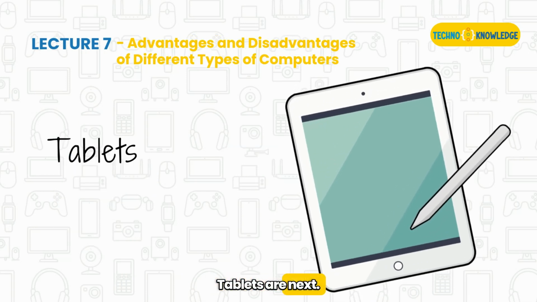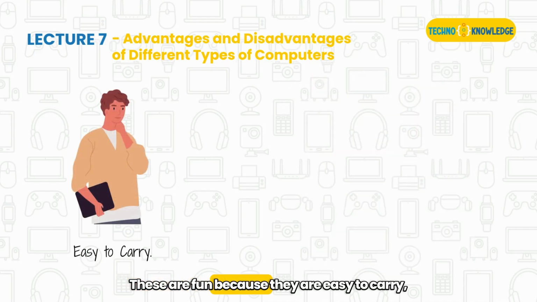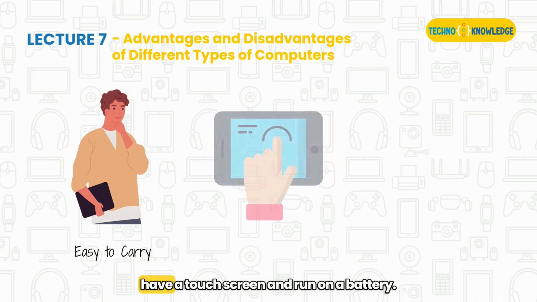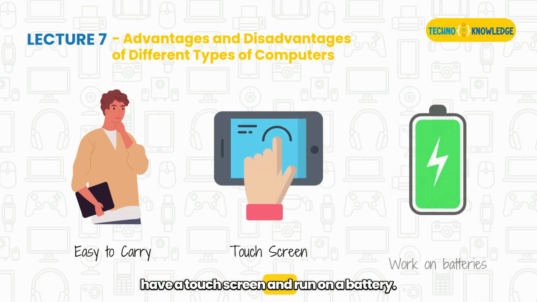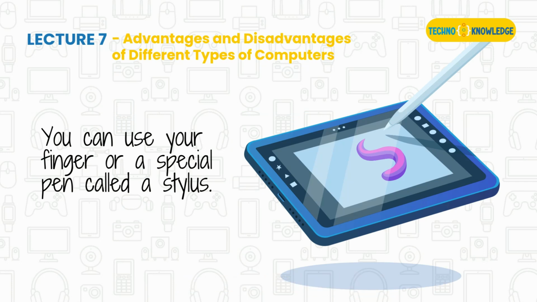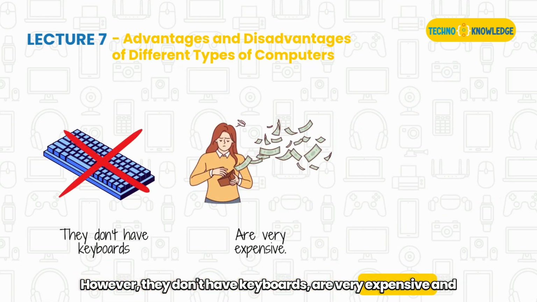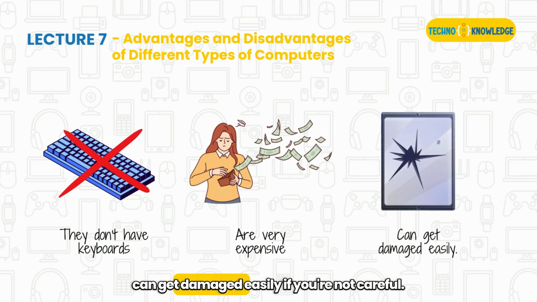Tablets are next. These are fun because they're easy to carry, have a touch screen, and run on a battery. You can use your finger or a special pen called a stylus. However, they don't have keyboards, are very expensive, and can get damaged easily if you're not careful.